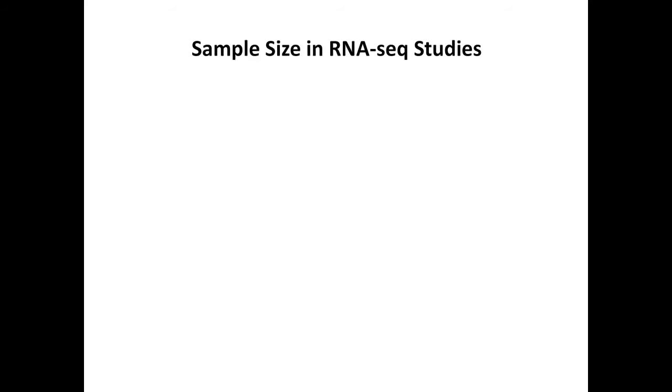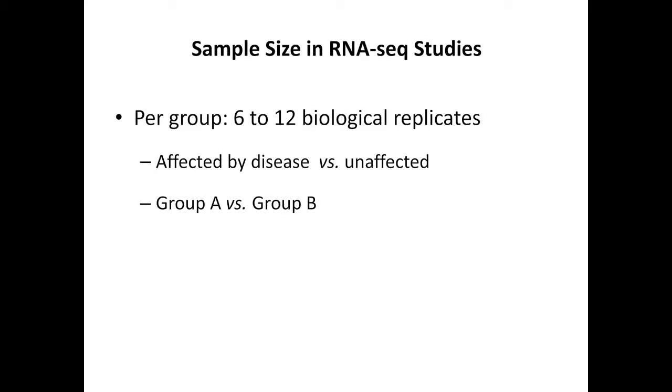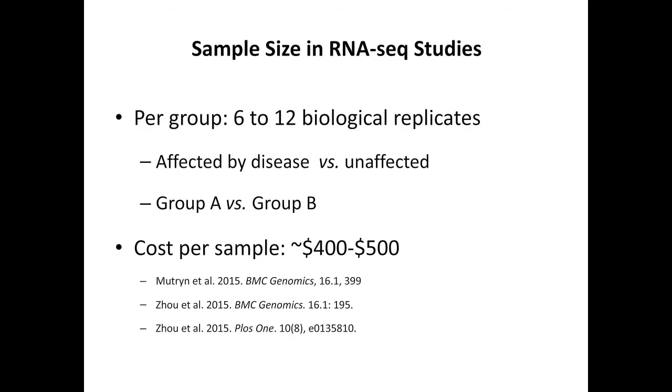First, I would like to discuss the sample size in RNA-seq studies. Most RNA-seq studies have a sample size of 6 to 12 biological replicates. Typically, we compare, for example, samples affected by disease versus unaffected, or group A versus group B. Usually the sample size is not so big, like 6 to 12 biological replicates, and the cost per sample is about $400 to $500.